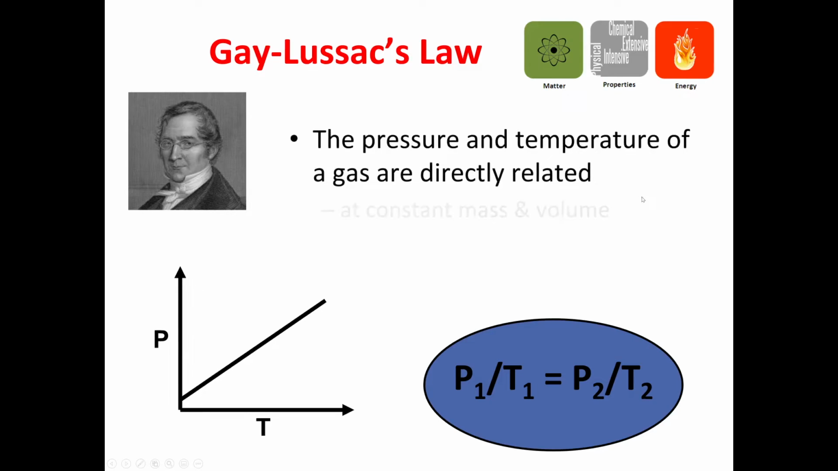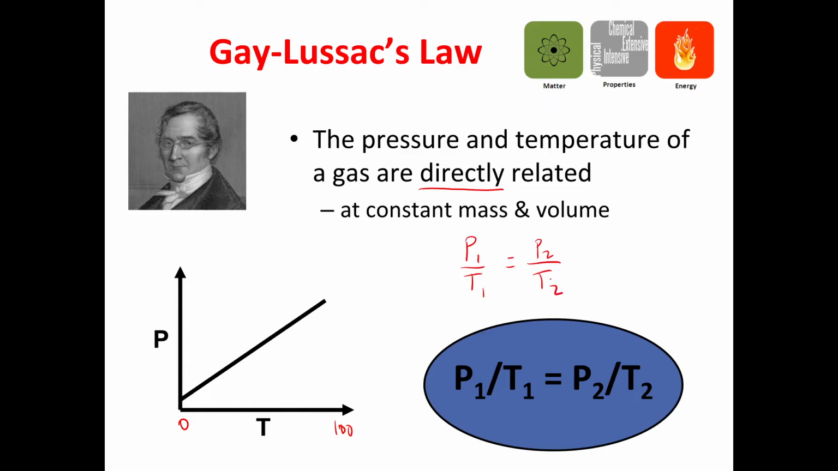All right, next we have Gay-Lussac's law. Gay-Lussac's law is a lot like Charles' law, and you'll see that when we solve these types of questions. The pressure and temperature are directly related. So we'll put a 0 here and a 100 here. What happens to pressure as our temperature goes up? Pressure goes up. This is also a direct relationship. As one increases, the other increases. And our formula should look like this: P1 over T1 equals P2 over T2. Let's move on.